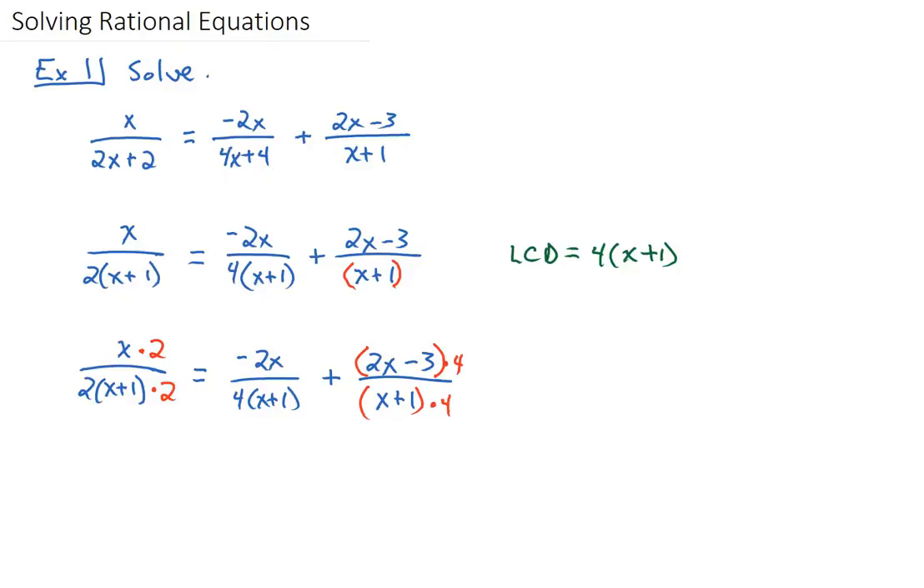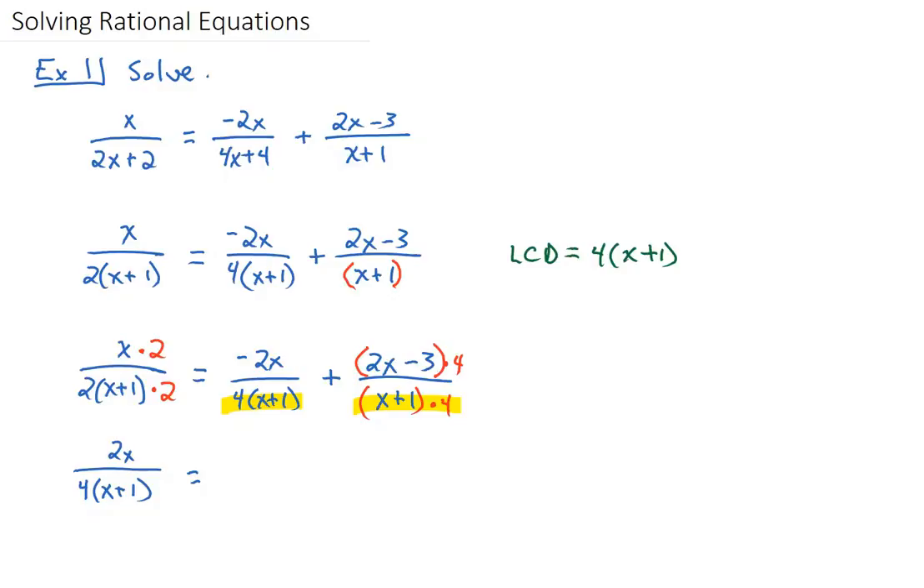Okay, so now that we have our denominators the same, we can start simplifying things. So first of all, I'm going to rewrite the left in a more appealing manner. That is 2x over 4 times x plus 1. And then here on the right, remember, once our denominators are the same, I can go ahead and combine this into one fraction with that as the denominator and start simplifying the numerator.